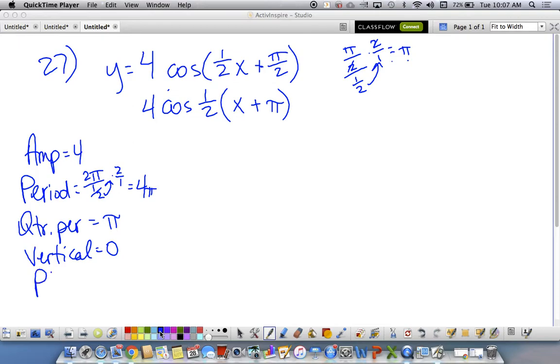What's your phase shift? Okay, so for that one, do you go to x plus pi, or do you go back to the 1/2 x plus pi over 2? This right here, that parentheses. So it's negative pi, solving for x. Yes, negative pi. Little hint, either way you do it, it's going to be negative pi. You still have to add it over and divide by 1/2. So your phase shift is negative pi.